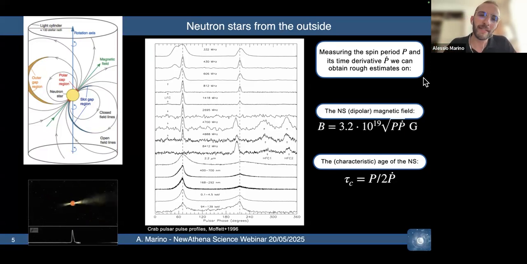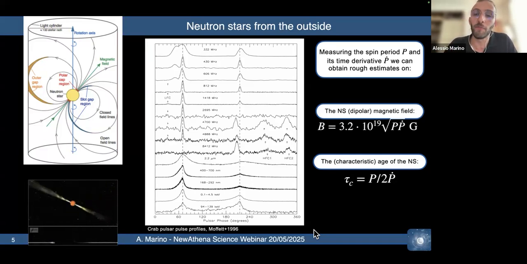Now, we call them radio pulsars, but actually we see pulsations across the whole electromagnetic spectrum, from radio to X-rays and gamma rays. And these pulsars can be approximated as magnetic dipoles. Indeed, if we measure the spin period and the spin period derivative, which are the most typical observables we can have from these neutron stars, we can use the dipole approximation to have an idea of the magnetic field of the neutron star and of its characteristic age. However, both these values have to be taken with caution.